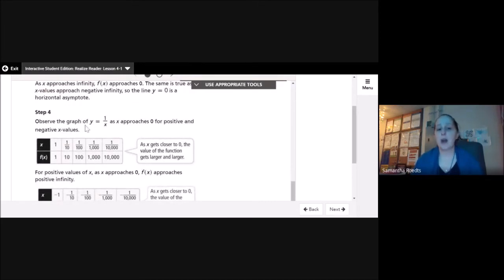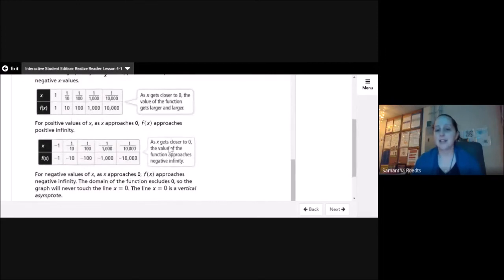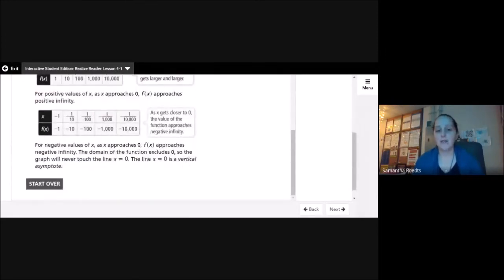I can also observe the graph of y equals 1 over x as x approaches 0 for positive and negative x values. Notice as x gets closer to 0, the values of the function get larger and larger. For positive values of x, as x approaches 0, f of x approaches positive infinity. For negative values of x, as x approaches 0, f of x approaches negative infinity. The domain of the function excludes 0, so the graph will never touch the line x equals 0, and the line x equals 0 is a vertical asymptote.